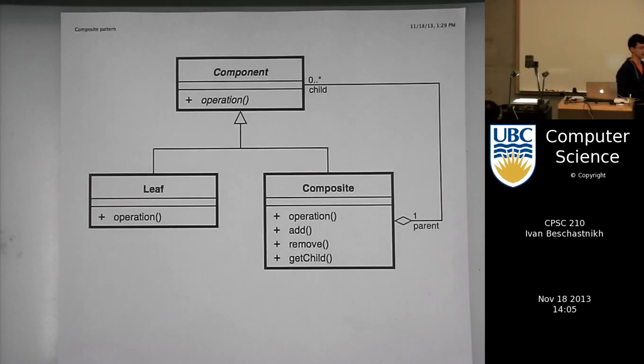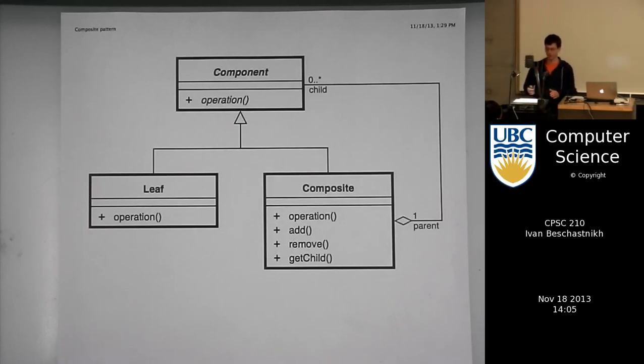Okay, so this pattern is typically applied in cases where you have some kind of tree, a tree of objects, like a file system. So like when you open your Finder window or your Explorer window, there's a tree of directories and files. And that tree, if you want to represent it in a programming language, one of the simplest ways to do so is to use the composite pattern.